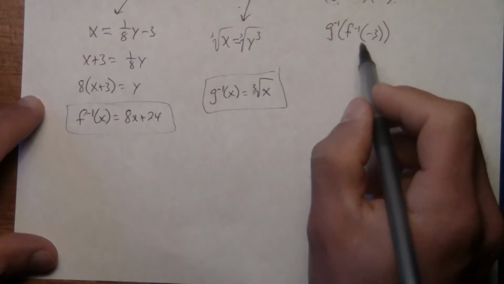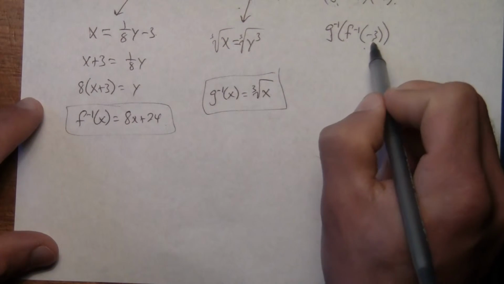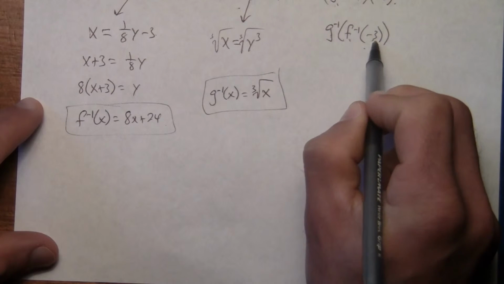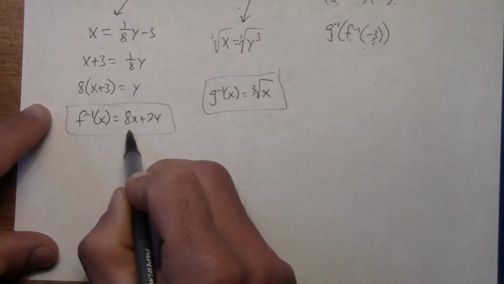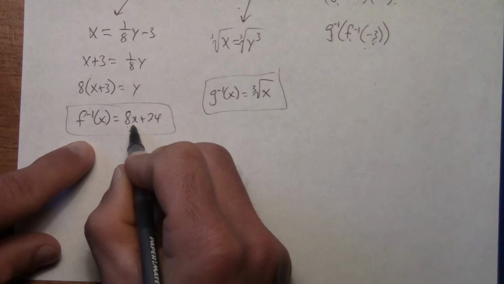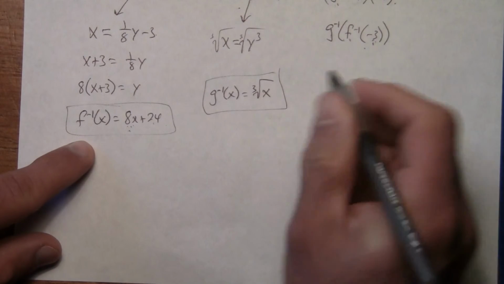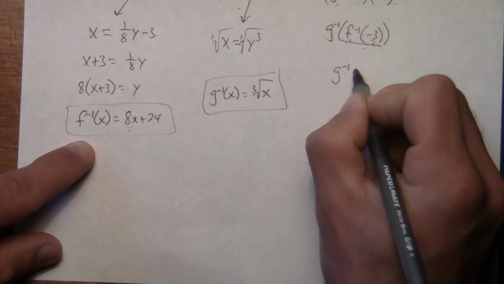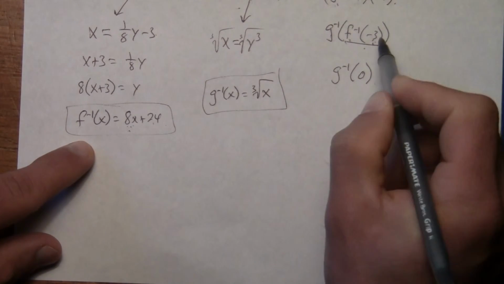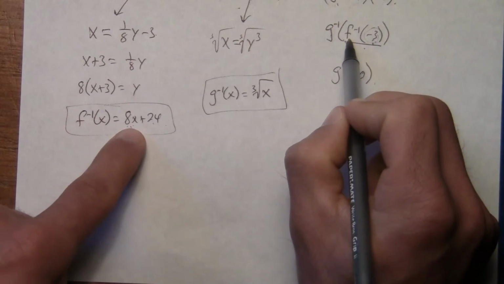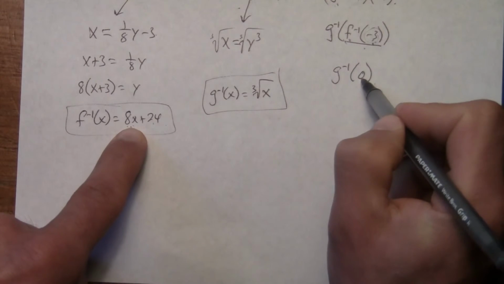Alright, and now according to what this is telling me to do, it's saying take -3 and plug it into F inverse first. So I can take -3 and plug it in here first, which is going to give me 8 times -3, or -24, plus 24. So this is actually going to give me 0. So I'm now looking at G inverse of 0. Again, just to remind you, I'm taking that number and plugging it into F inverse for X. And by doing that, I ended up with 0.